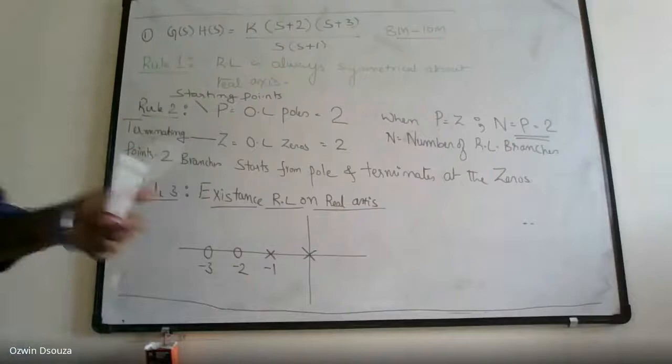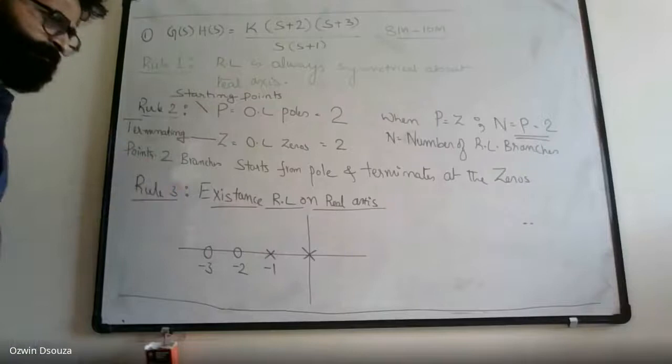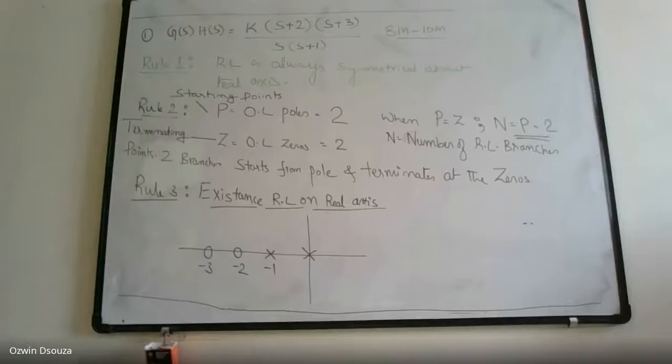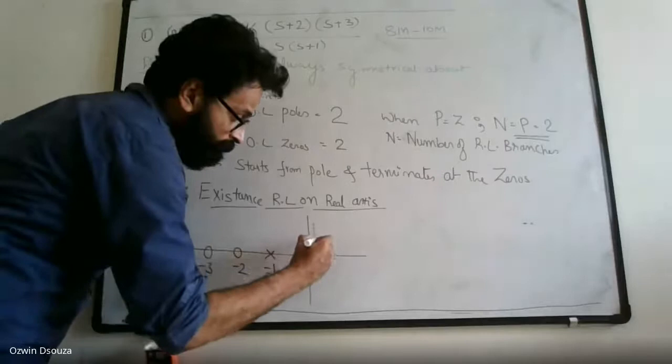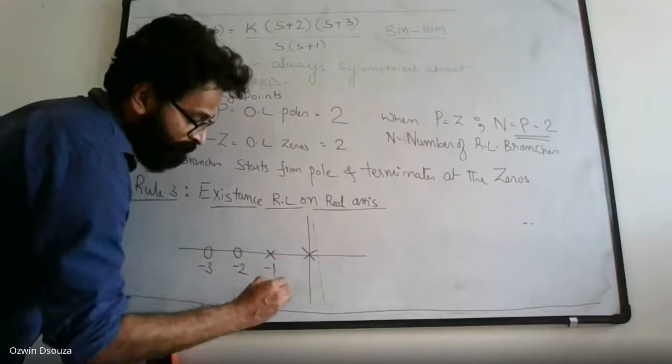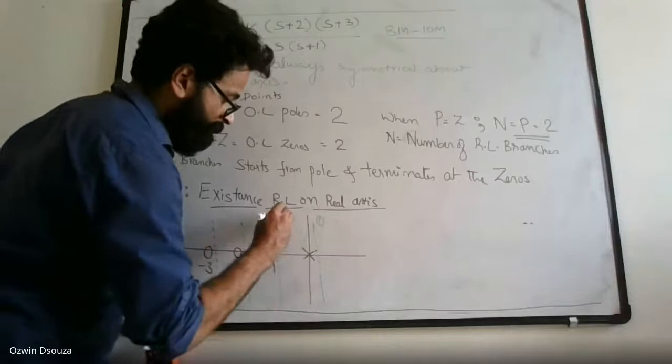Once you are done with the pole zero plot, what you have to do is select small sections on the right hand side. So select a small section here, and select a small section here, here and here, just on the right hand side. Say this is section 1, section 2, section 3, and section 4.